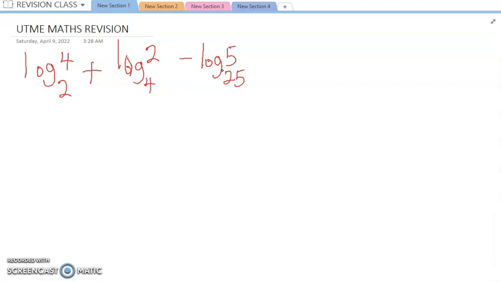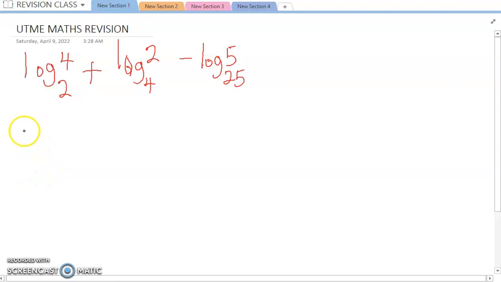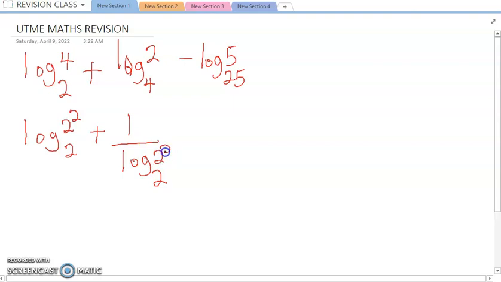Let's quickly apply the laws. If you notice in this question, we have 4. 4 is the same thing as 2 raised to power 2. We have 25. 25 is also the same thing as 5 raised to power 2. Now, if you apply the laws, you're going to have log base 2 to the power of 2 plus. Now, if you want to change base to number, the law says you say 1 over. So we have 1 over log. The number now becomes the base. So this will now become 2. Remember, 4 is the same thing as 2 raised to power 2.